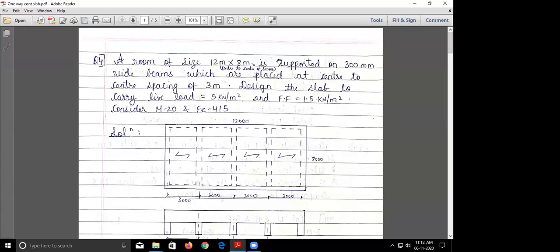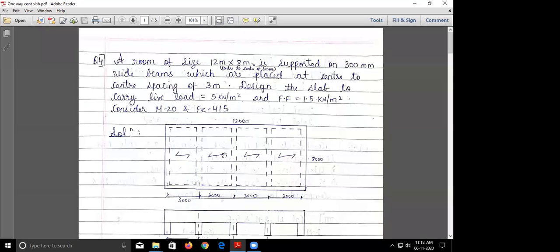So the question is, design the slab to carry a live load of 5 kilonewton per meter square and floor finish of 1.5. Consider M20 and Fe415. So this is the question. I have just drawn the figure for that. So this is 12 by 8 meters and supported on 300 wide beams. The width of the beam is also given to us, and the center to center spacing is also given to us. So this is the center to center spacing.